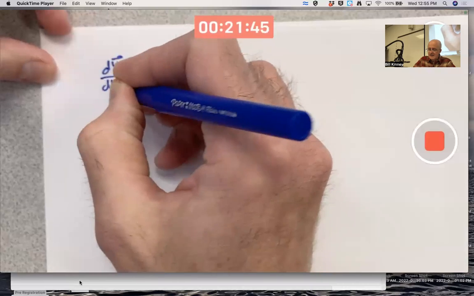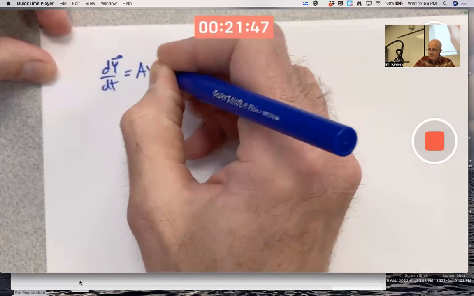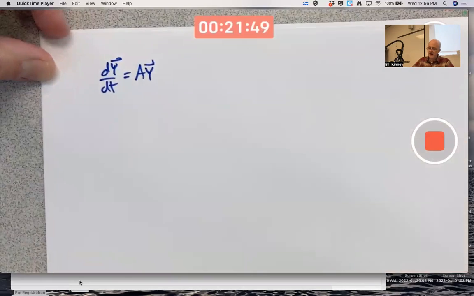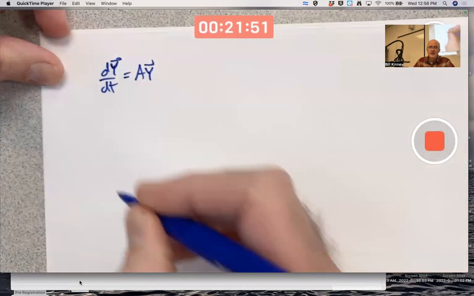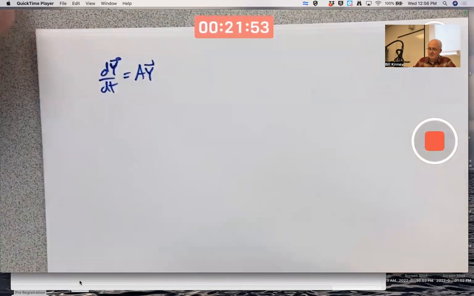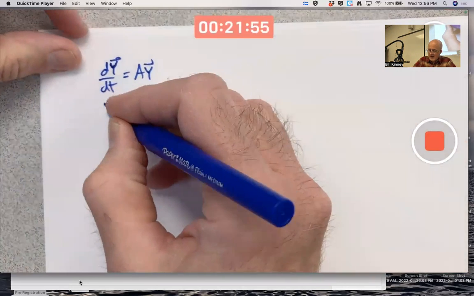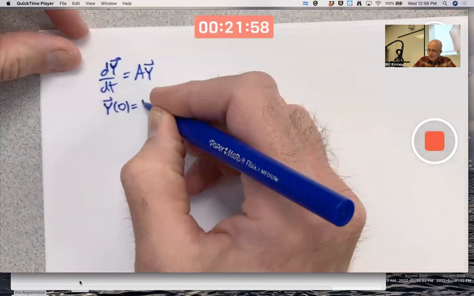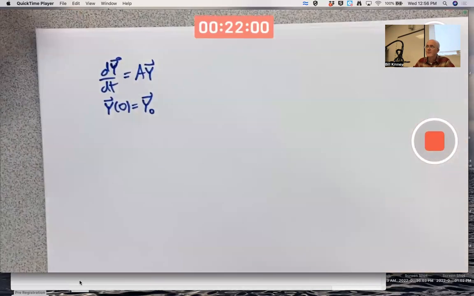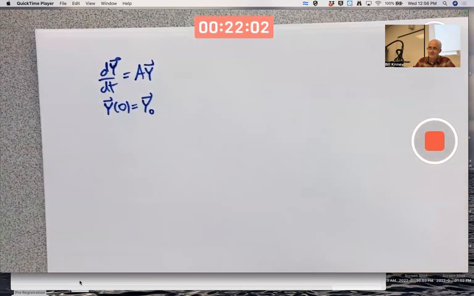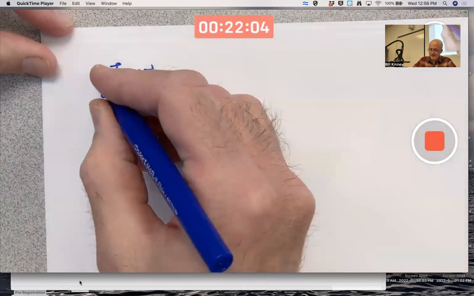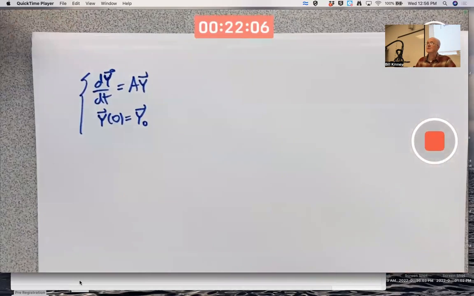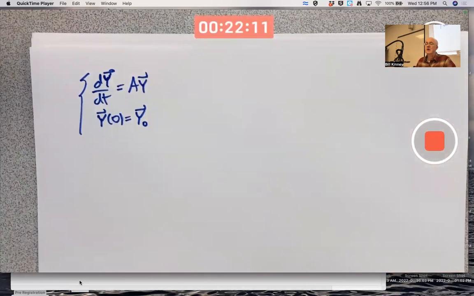For a generic initial value problem in vector form, dy/dt equals A times y, and y of 0 equals y sub 0, y naught if you prefer, we can write down the unique solution very simply. I call this the beautiful generalization. What is it a beautiful generalization of? I will explain that in a minute.